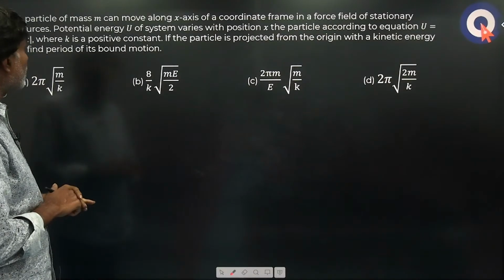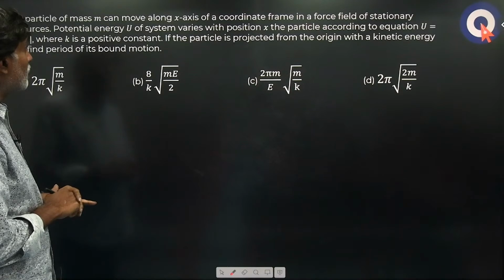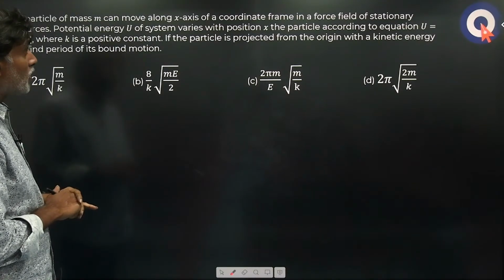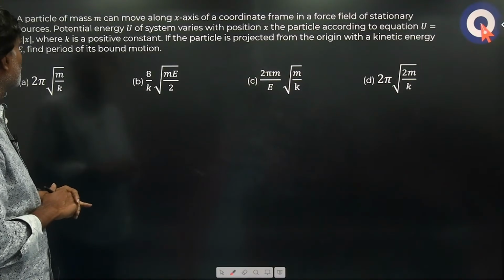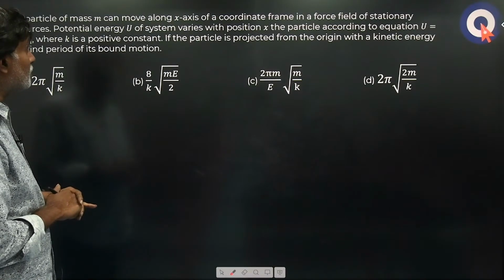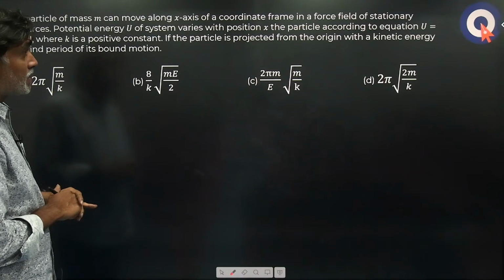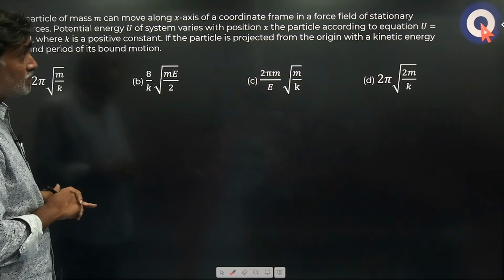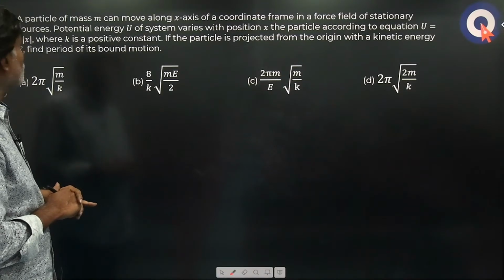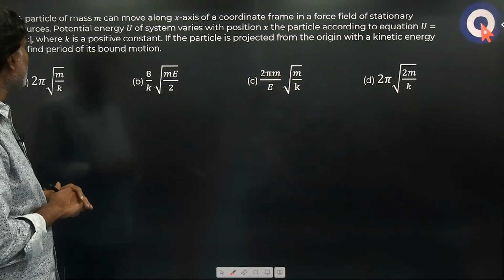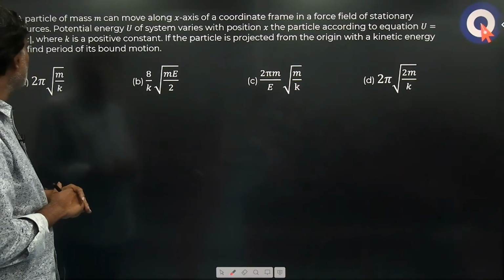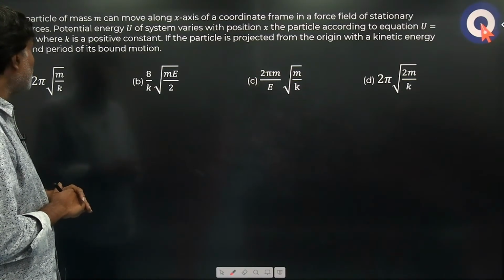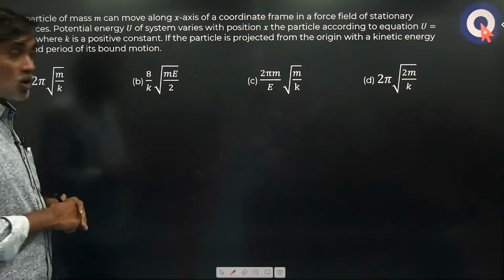Next question. A particle of mass m can move along the x-axis of a coordinate frame in a force field of stationary sources. Potential energy U of the system varies with position x according to the equation U equal to k into mod x, where k is a positive constant. If the particle is projected from the origin with a kinetic energy E, find the period of its bound motion.